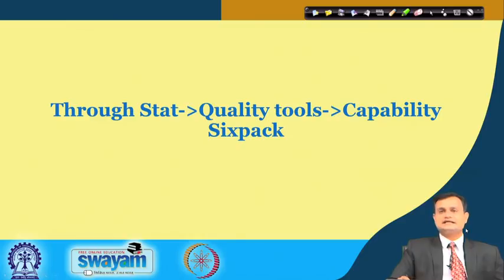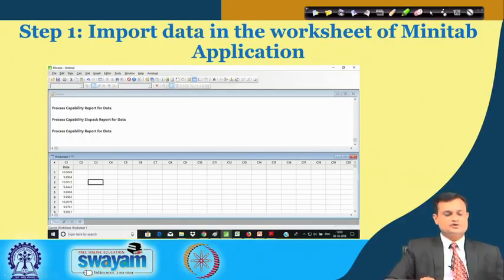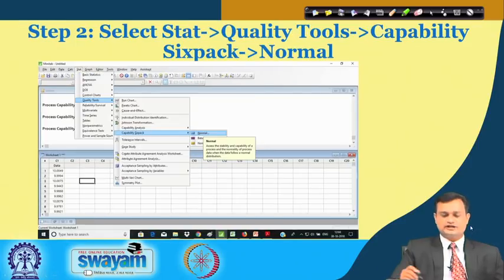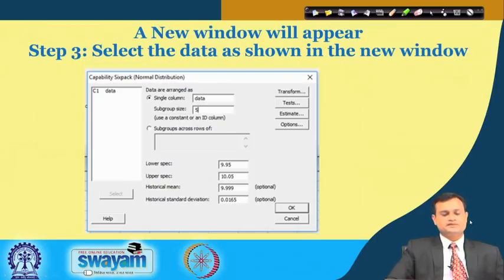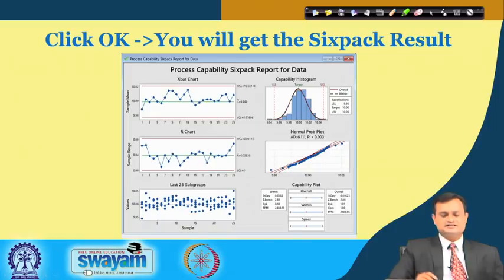So, first let us see Capability Sixpack. I have this particular window, this is step 1, import data in the worksheet of the Minitab application, and it is like an Excel sheet only. Then you have Capability Sixpack. So, from Quality Tools you go to Capability Sixpack, I am elaborating it, and then you select Normal, then you put the data, lower specification, upper specification, mean, standard deviation, and you press OK.